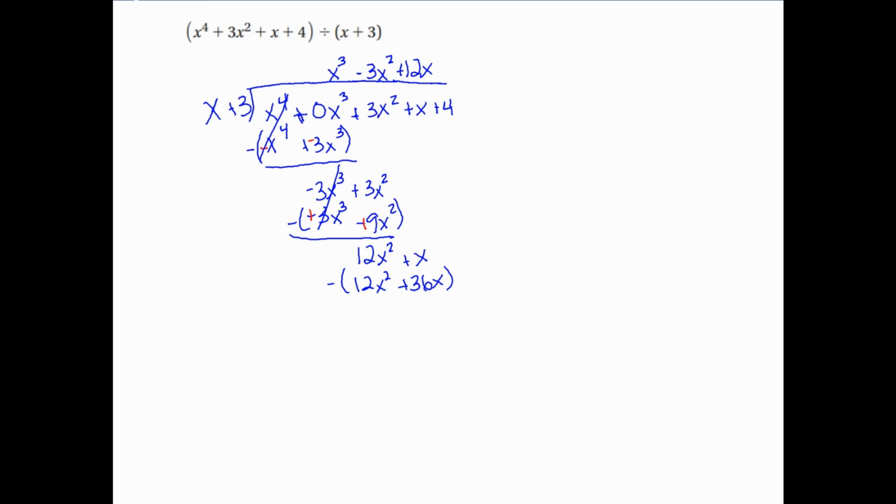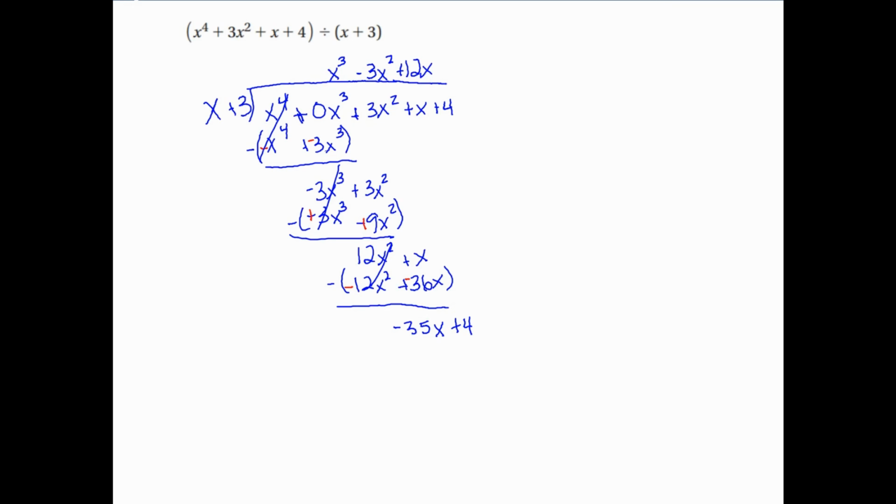Parentheses and subtract. And we want to flip our sign. So minus and minus. So 12x squared minus 12x squared, those cancel out. And x minus 36x, that's going to get me a negative 35x. And then bring down the plus 4.